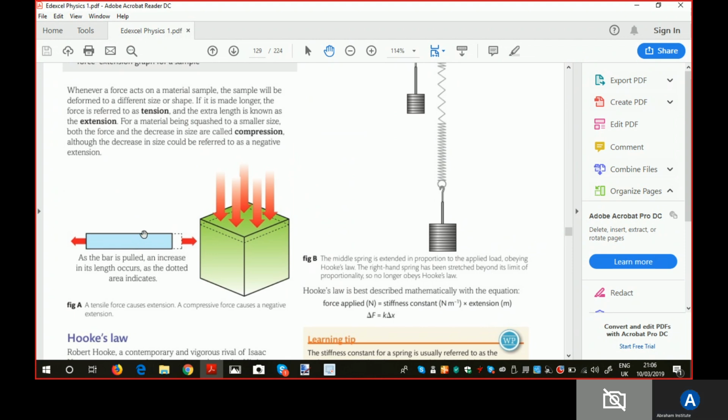So if we pull an object from both sides, then we are applying a tensile force, and this causes it to extend. Whereas if we apply a compressive force, maybe we are pushing it down, maybe squeezing it, compressing it, that will cause the length to decrease. And here we have a compressive force, and that gives a negative extension. Actually, it's a compression, so we use the words interchangeably. At times, even for compression, we say extension. Now, if you use the equation F equals kx, this can also mean compression or negative extension.